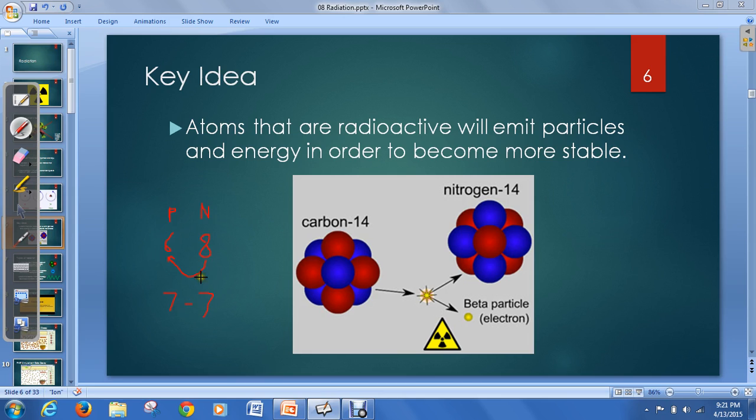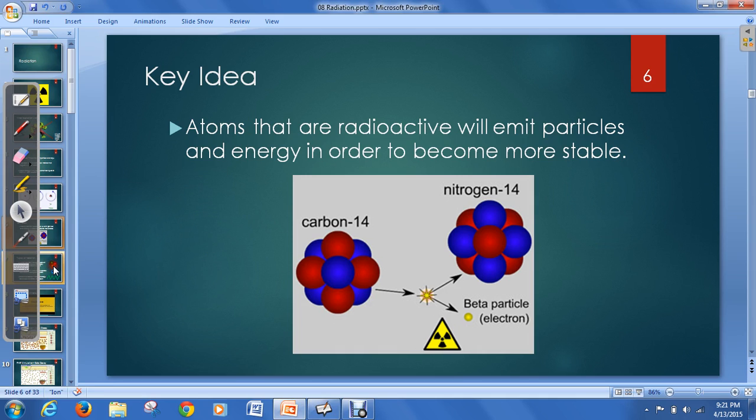Okay, so this is a nice configuration. This is not. And so again, it's just going to emit something. It's going to emit radiation in order to become stable. Okay? So that's the very basic idea of what radiation is. Any radiation you see comes from this at some point. Okay? So let's get more into the details though.